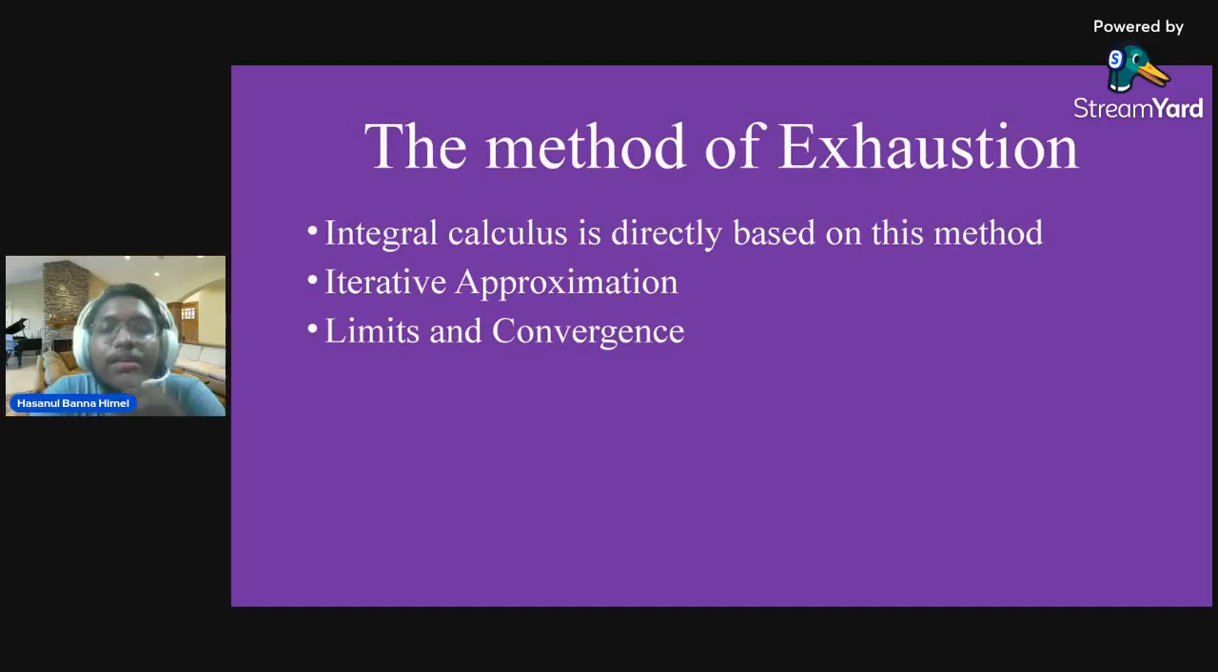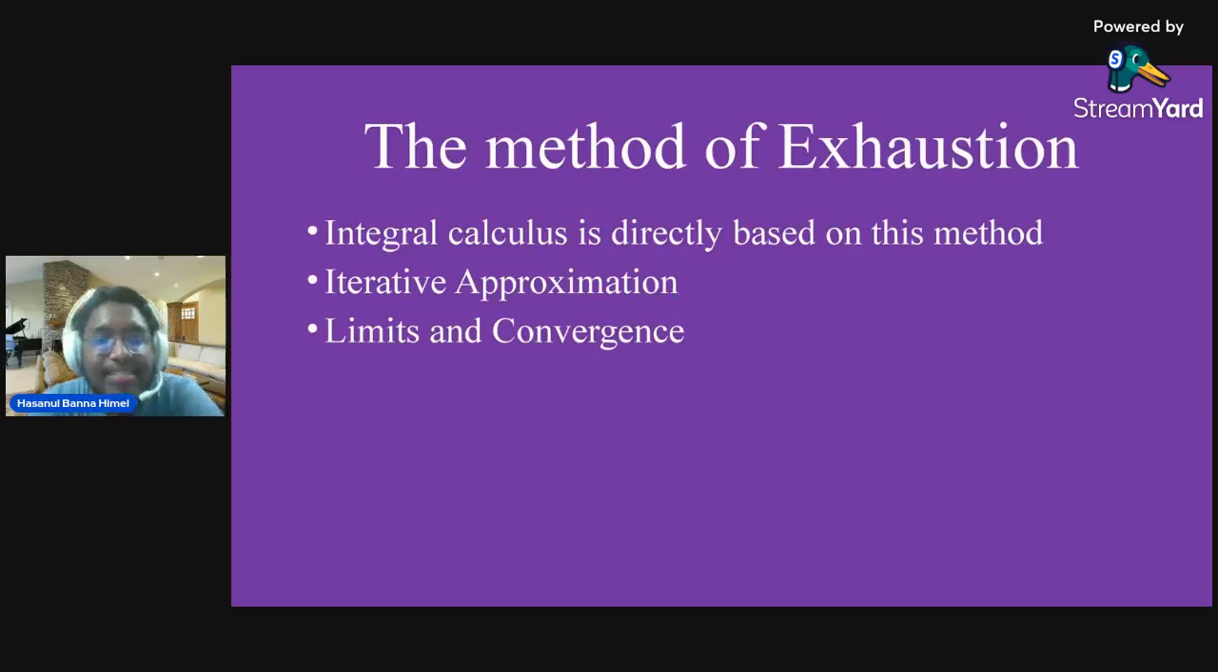We will be doing maths on the method of exhaustion, and we will do the chain rule, limits, and more in the coming sessions. In today's session we won't do any maths problems. From the next sessions we will be doing the mathematical problems and many more.